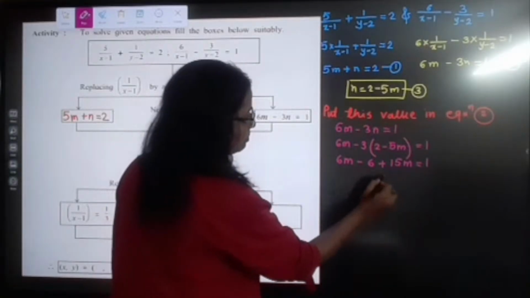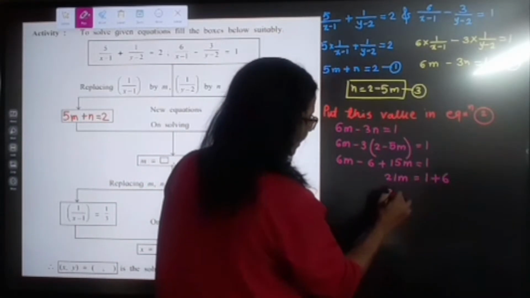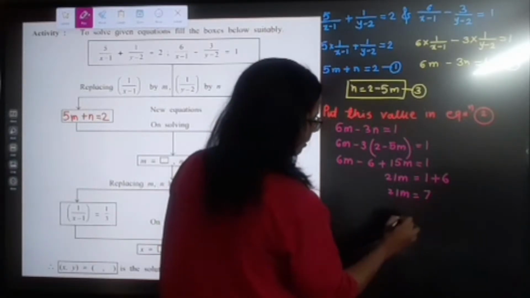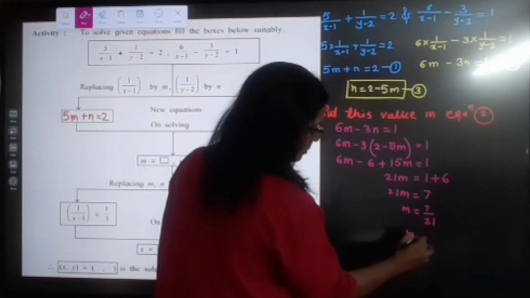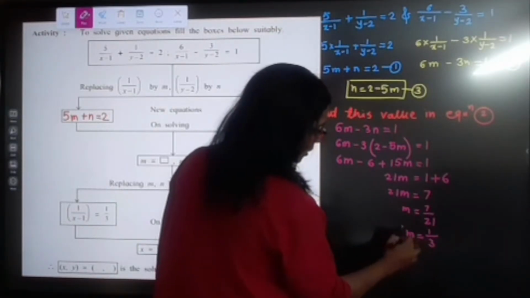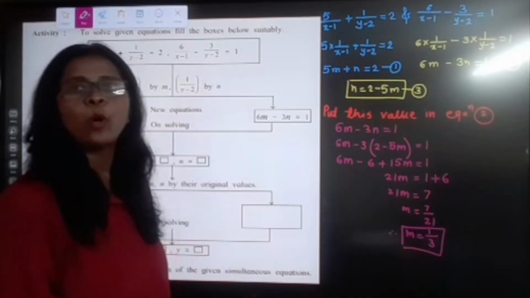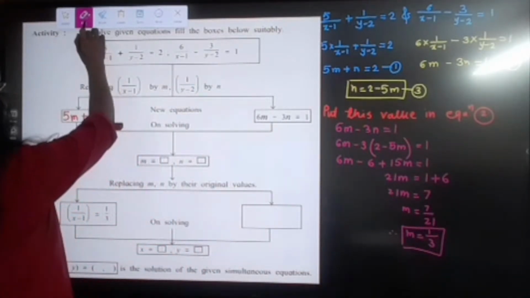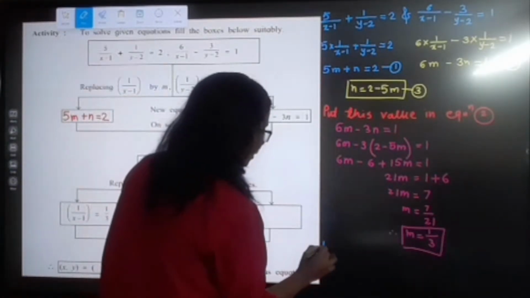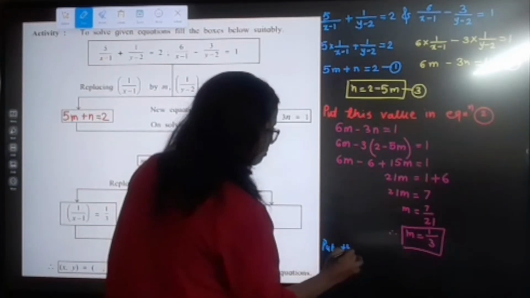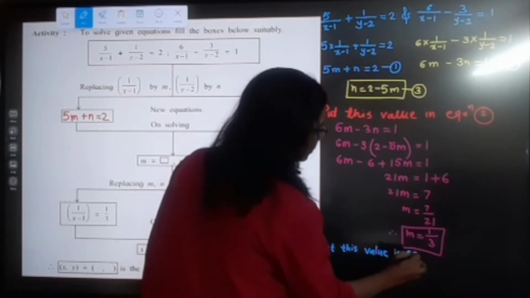So 6 plus 15, that is 21m is equal to 1 plus 6. So 21m is equal to 7. So m is equal to 7 upon 21. That means 7 threes are 21. So here m is equal to 1 upon 3. Now students, the next step is to put this value in equation 3.